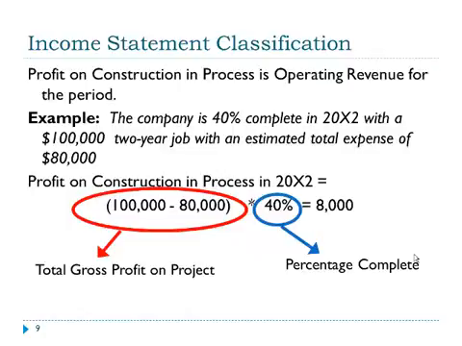For example, a company is 40% complete on its construction project in 2002, with a $100,000 two-year job with an estimated total expense of $80,000. The profit on construction that's expected is $100,000, the amount we're charging the customer, minus the $80,000 it's going to cost us to construct. So the total gross profit is $20,000. The percentage complete in 2002 is 40%. So the gross profit that can be recognized is the $20,000 total gross profit on the project multiplied by 40%, or $8,000.